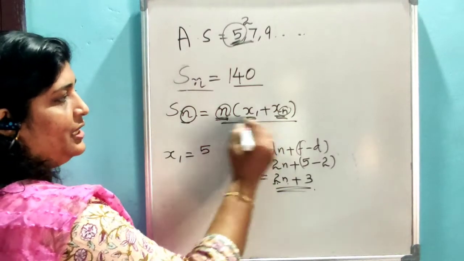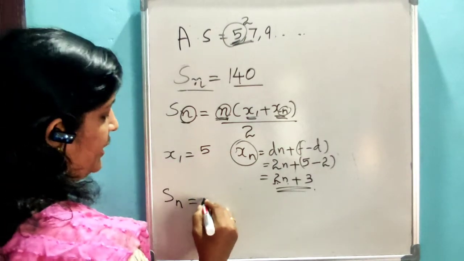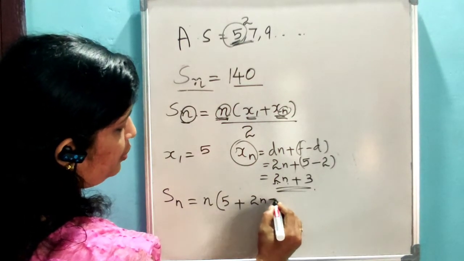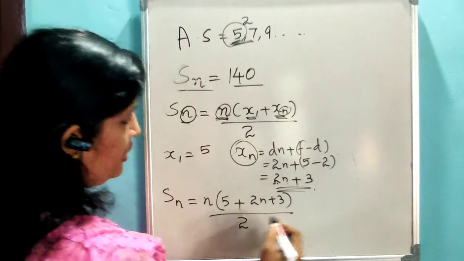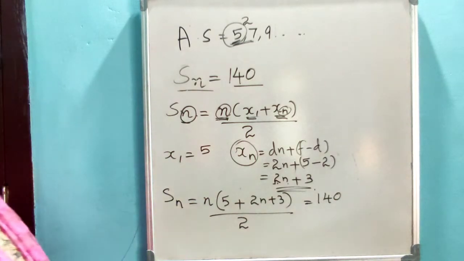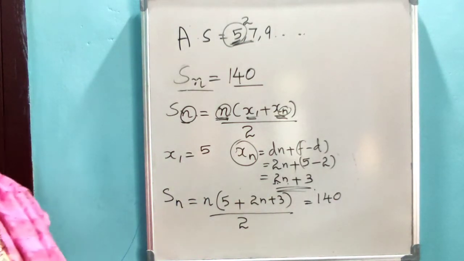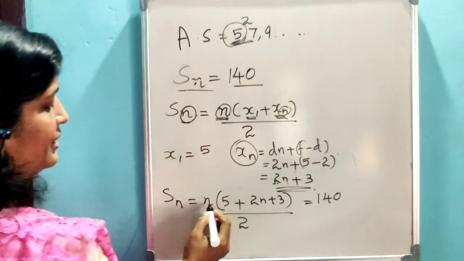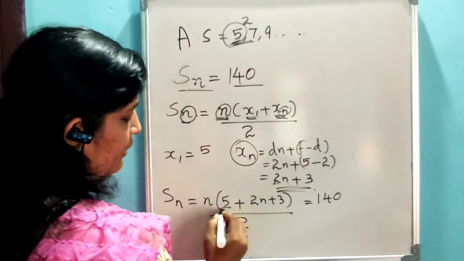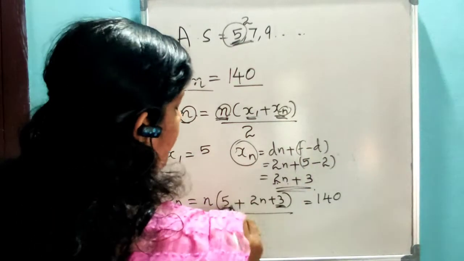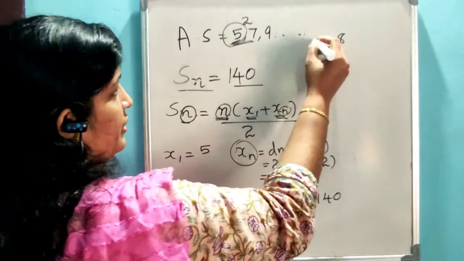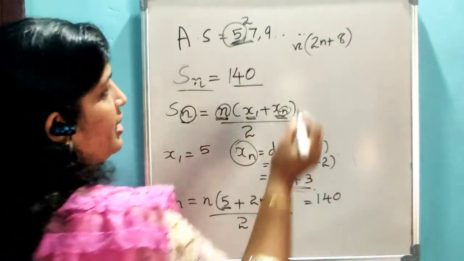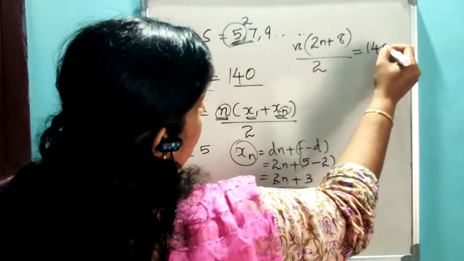So substitute this xn in the equation. We have Sn equal to n into, what is x1? x1 is 5. So 5 plus 2n plus 3, divided by 2, which is equal to 140. Now let us add the numbers inside the bracket. Here we have a 5 and here 3, so 5 plus 3 is equal to 8. Then 2n, so inside the bracket 2n plus 8, and outside we have n divided by 2, which is equal to 140.